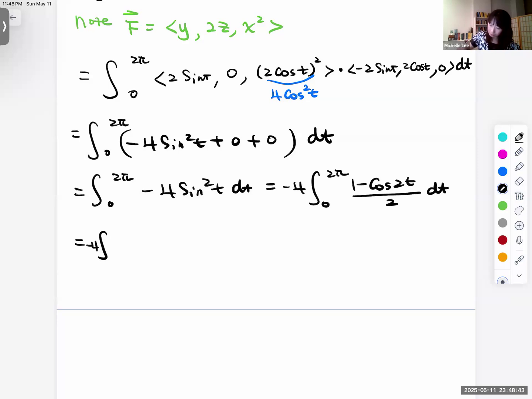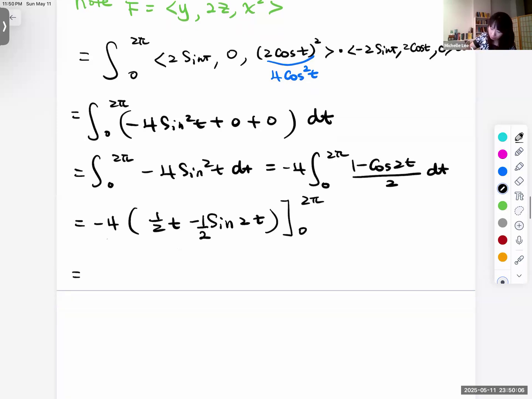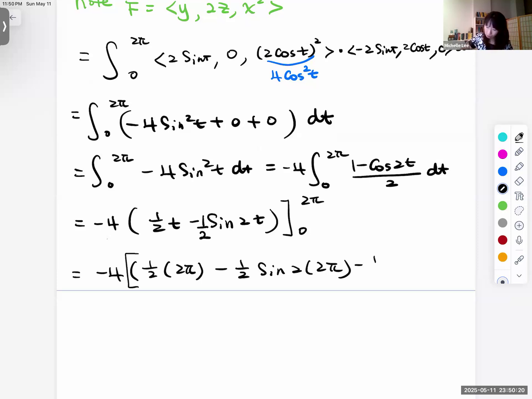And then 1/2. How do we integrate? So 1/2 t, and minus cosine 2t integrates to sine 2t, negative sine 2t. But then we have a 2, so we have to make it 1/2, yeah? Okay, so we integrate and evaluate from 0 to 2 pi. So there will be negative 4, 1/2 times 2 pi, minus 1/2 sine 2 times 2 pi, minus 1/2 times 0, sine 0, which is 0. Okay, good. We don't have to do this.